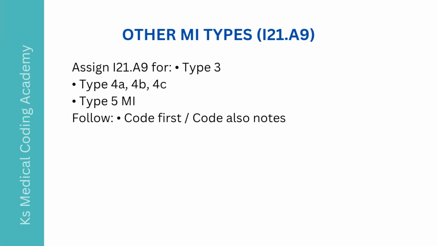Other MI types, I21.A9. Assign I21.A9 for type 3 MI, type 4A, 4B, 4C MI, and type 5 MI. Always follow the code first and code also instructions.